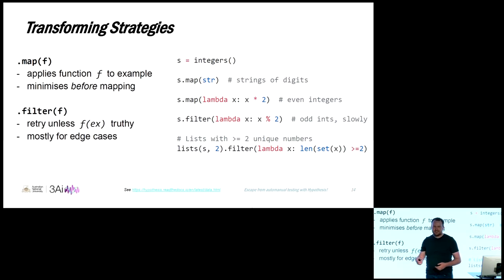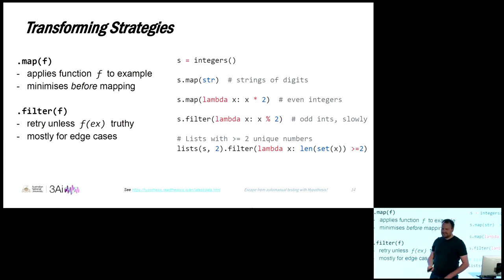If we take an integer strategy, you map the string type over it till you get strings composed of digits. You can map a multiplication by 2 to get even numbers. You can filter by modulo 2 to get odd numbers. This is actually relatively inefficient because Hypothesis will have to keep trying to generate numbers, and whenever it generates an even number, the map or the filter will tell it, no, try again. It's smart, so it does learn from that eventually, but it's more efficient to multiply by 2 and add 1.